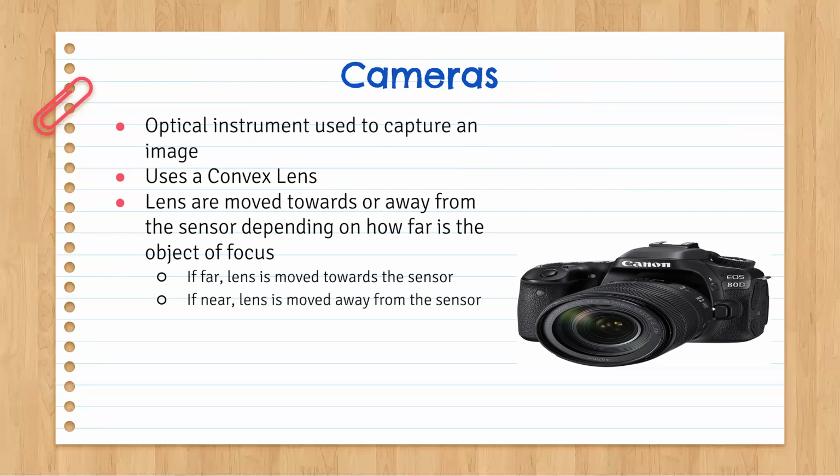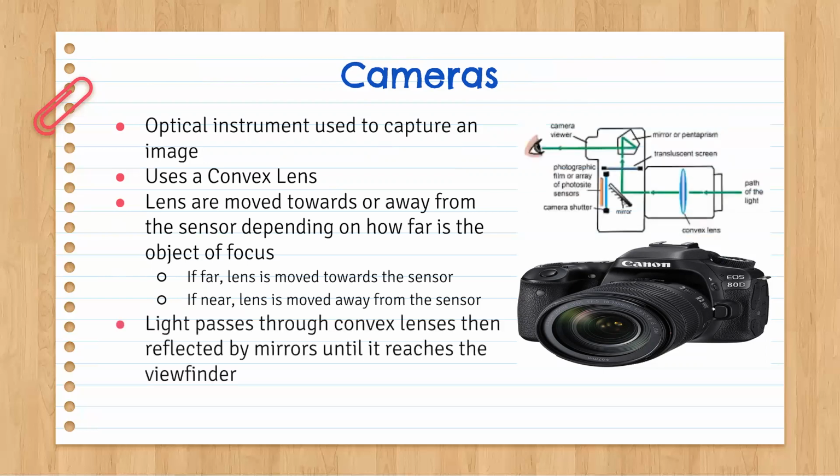Now what happens in a camera is shown in the image on the right. Light passes through the convex lenses, then is reflected by the mirror until it reaches the viewfinder. At the same time, as the light is reflected and refracted, the image that is produced by this process is imprinted on the sensor. This in turn produces the photograph.